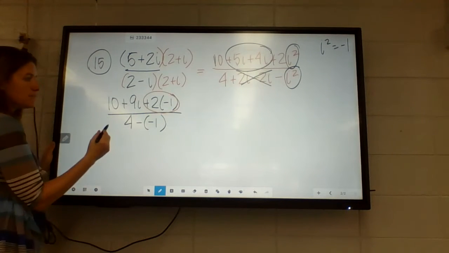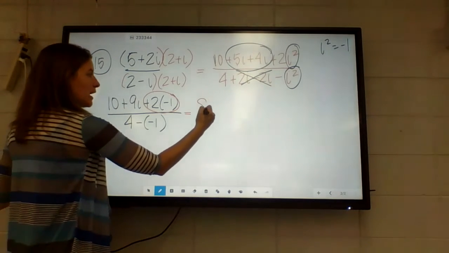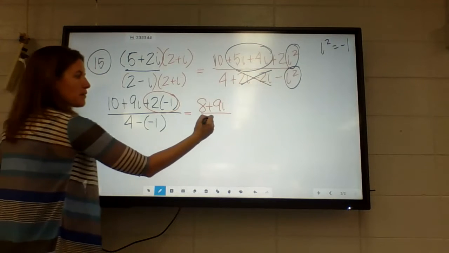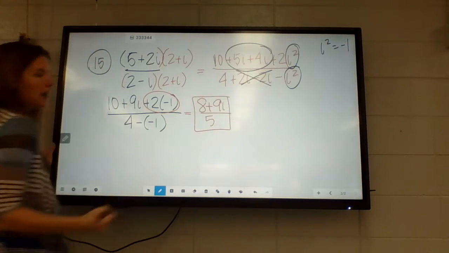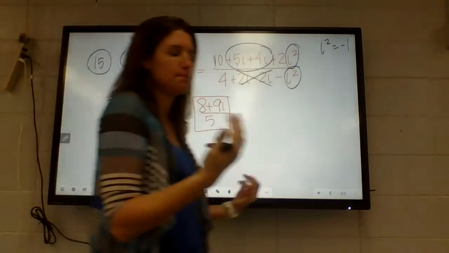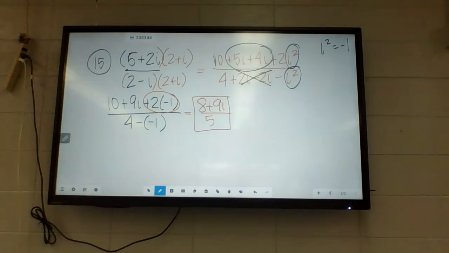This becomes a -2, so this is 10 minus 2, so 8. And then this is 4 plus 1, so that would be 5. And this is what we wanted. We wanted no i's in the denominator, so we got rid of that.